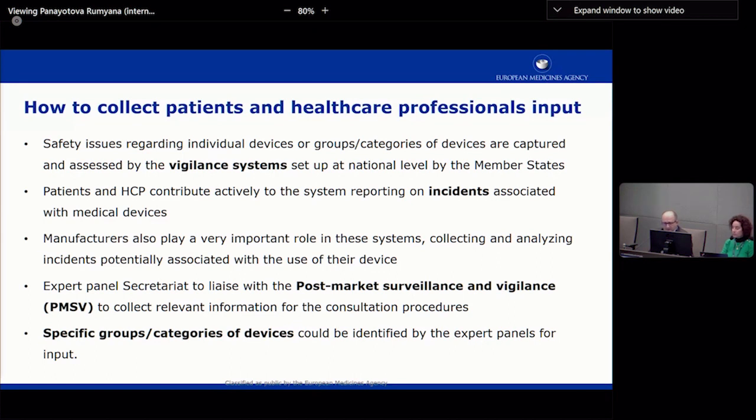But it's also possible that we identify specific groups or categories of devices where a specific need of input might arise. So that's also something we are considering, asking our experts which types of products in general would benefit from general input, either from patients or from healthcare professionals. So that could also be a way forward.